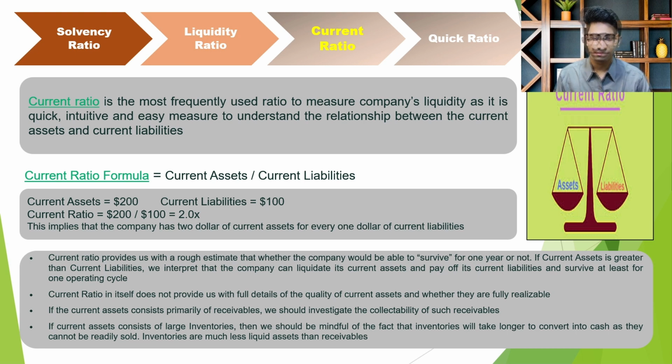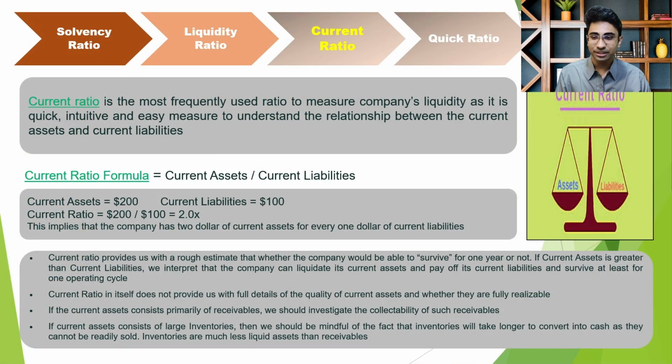liabilities? Current ratio in itself does not provide us with full details on the quality of the current assets and whether they are fully realizable or not. For example, if the current assets consist primarily of receivables, we should investigate the quality of those receivables and whether those are going to be converted into bad debts. That is going to decide whether or not it is a good idea to include receivables, for example, in the current ratio formula.